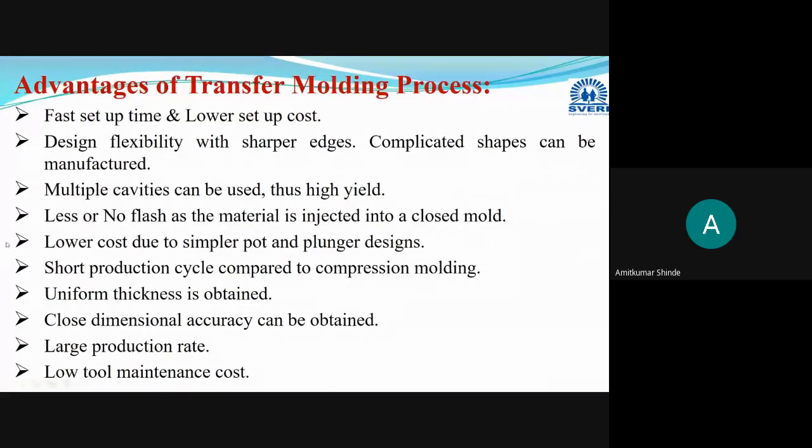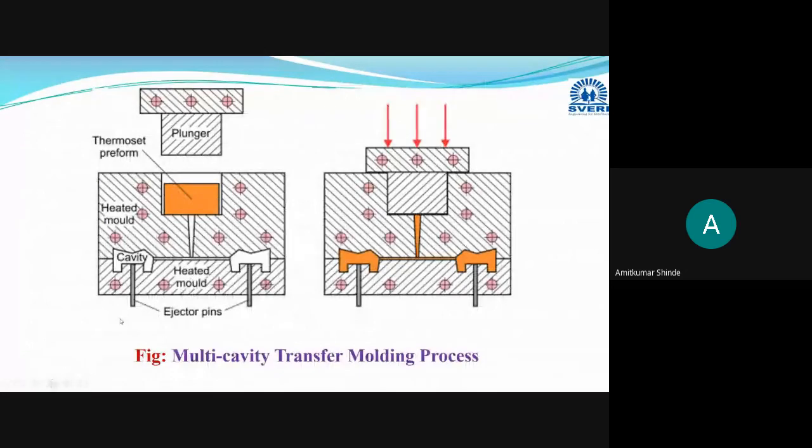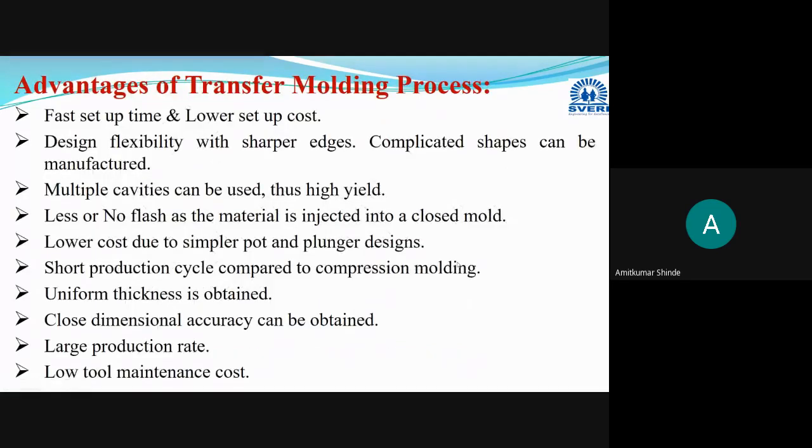Then another advantage is that multiple cavities can be used, as I have shown in the previous diagram. So the production rate will be more as compared to the compression molding. In compression molding, at a single time only one component can be manufactured. Here you can use multi cavities, due to which yield will be more. Yield is nothing but your production rate will be more.